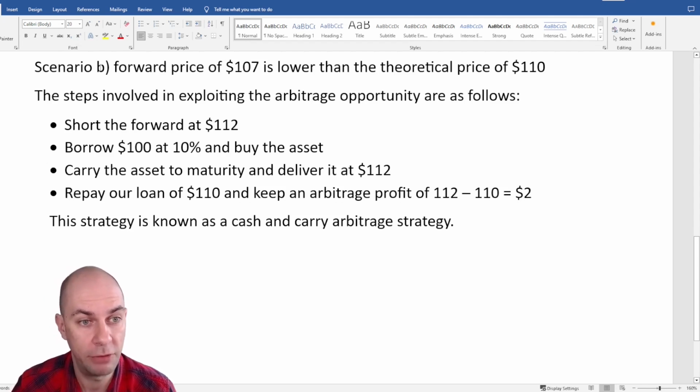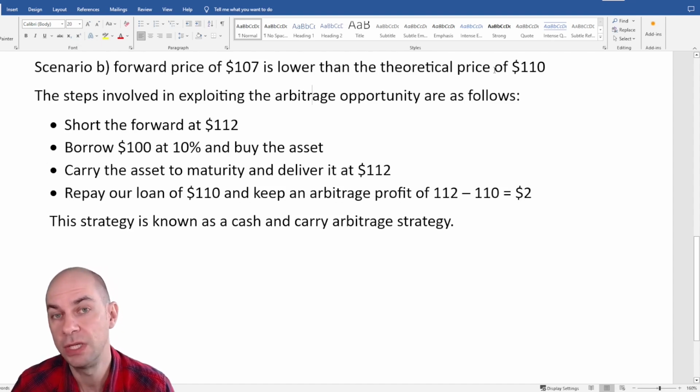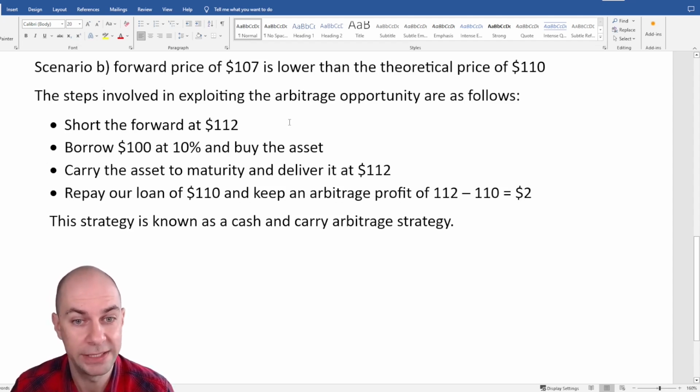Okay, my friends, let's turn our attention to scenario B. In scenario B, the forward price of 107, that's given as our market price, is lower than the theoretical price of 110. So this time the forward is underpriced because it is trading below its theoretical price suggested by the cost of carry model. The steps involved in exploiting the arbitrage opportunity are as follows. So here I've simply copied what I wrote for the previous example because I want you to see how easy it is to reverse everything and to basically exploit the strategy in reverse order.